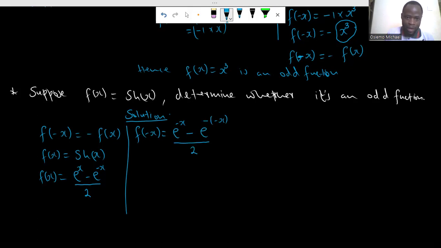So with that, we can have f of negative x is equal to exponential negative x minus, this negative multiplied by this negative will become positive. And so you're going to have exponential x over 2.